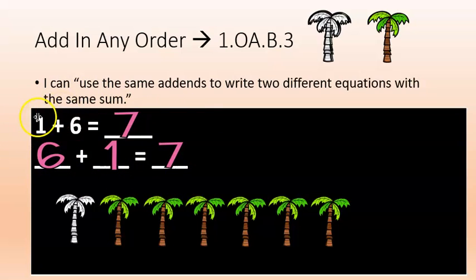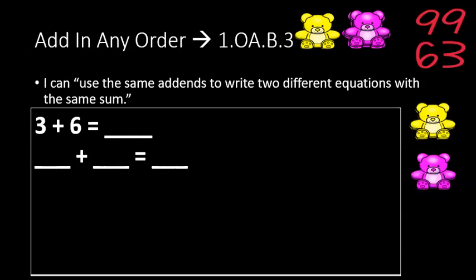We've finished our answers here, and we have our photo drawn here, okay? Now, that's what we call add in any order. Let's move on to the next example here. Now, boys and girls, we have here 3 plus 6 equals blank, and we have to fill out our second addition equation here. 3 plus 6 equals, let's find that answer first, okay?